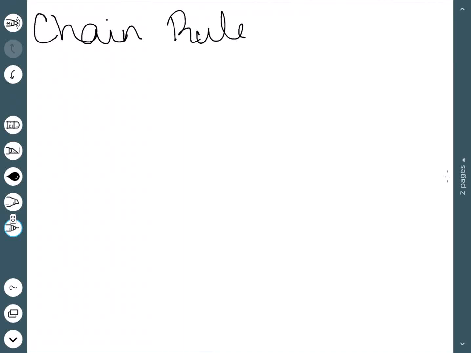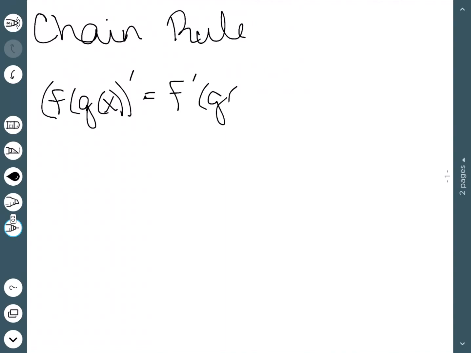We'll now look at the chain rule for derivatives, and this is when we start dealing with compositions of functions. So we have something like f of g of x, and we want to find the derivative. These are going to be a little more complicated. Essentially, the formula says that we have f prime of g of x times g prime of x, which can be a little difficult to read and figure out exactly what to do.